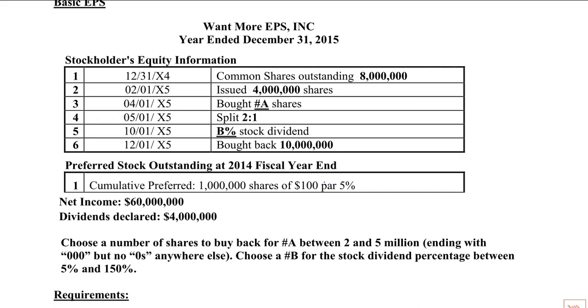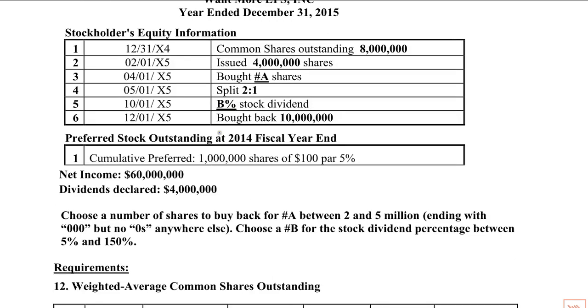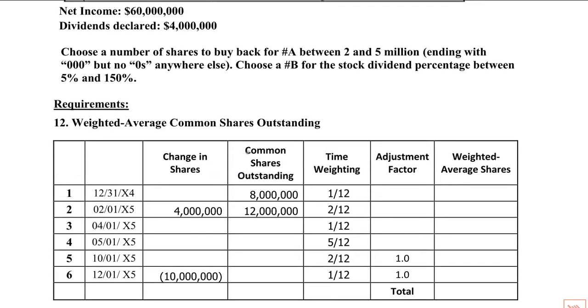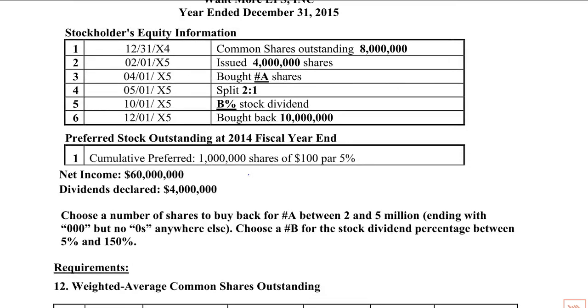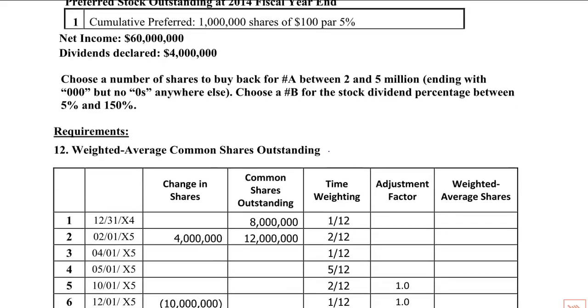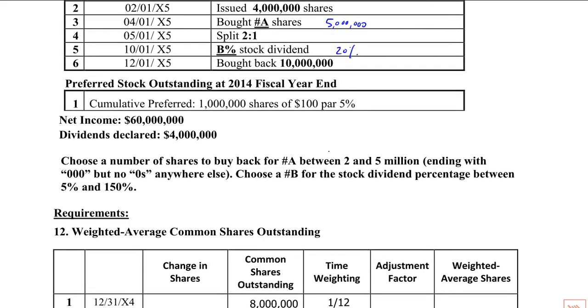So you had to do a case here. I'm going to just tee it up, and then I'm going to go to the template and show you how that works. Okay, so here it says between 2 and 5 million. So you made some assumption, and then you made some assumption about the stock dividend. So let's say I made an assumption that you bought 5 million shares and it was a 20% stock dividend. Okay, so let's go work this schedule out a little bit.